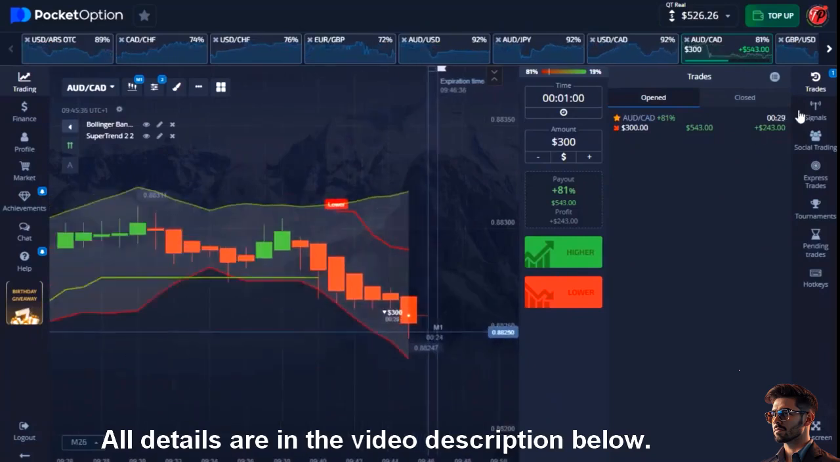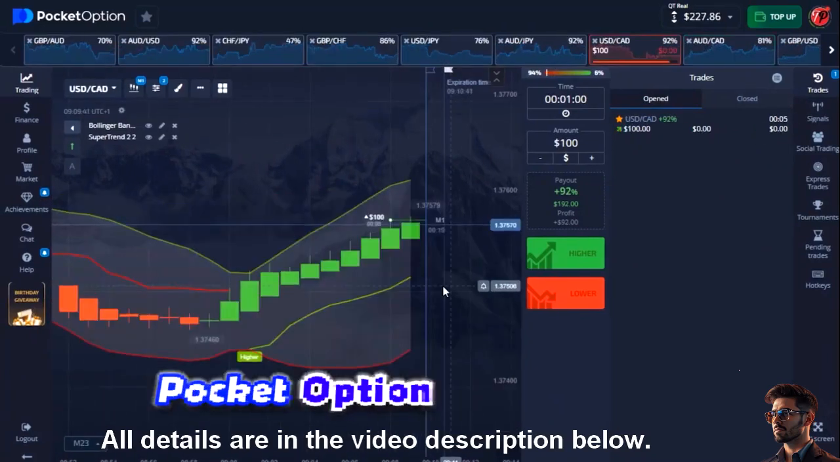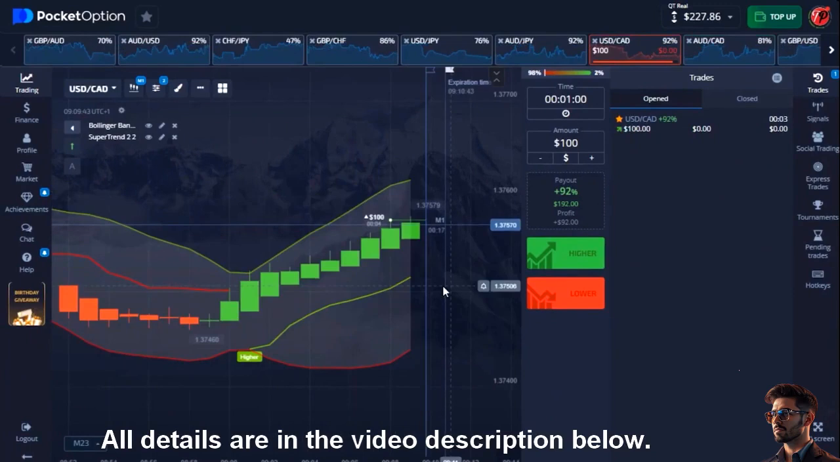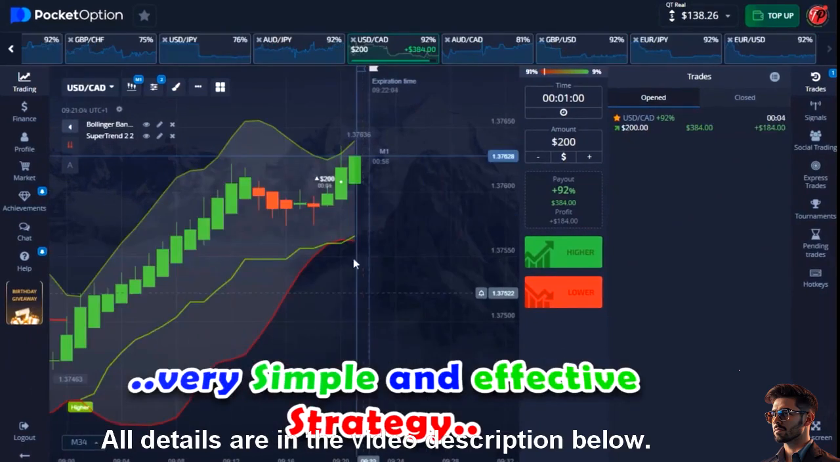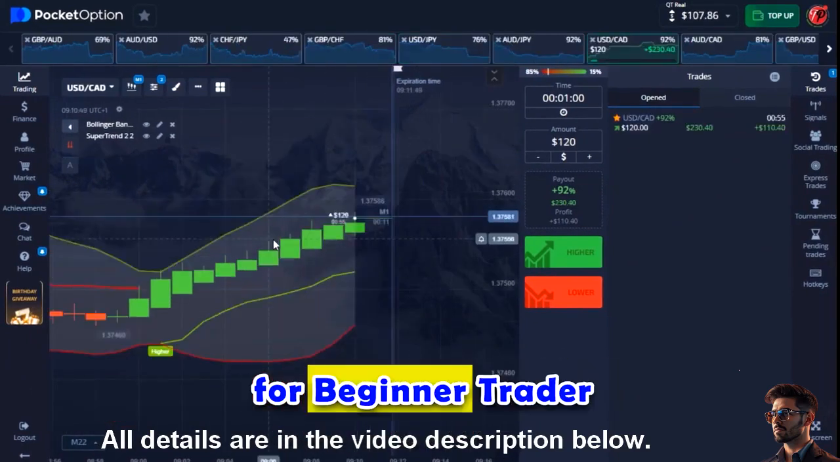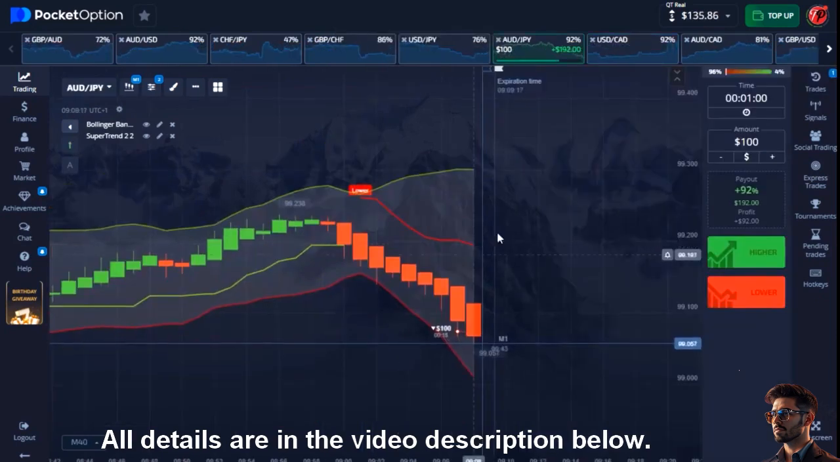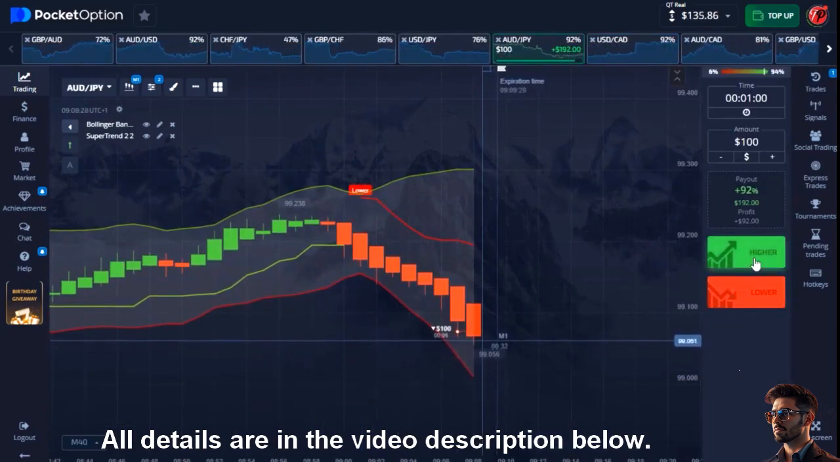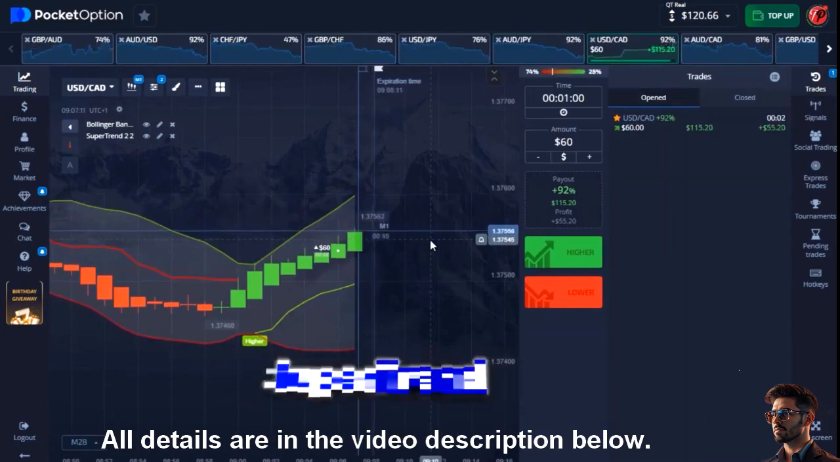This video I'll be trading again with Pocket Option, and over here I have this strategy to show you guys. It's one of the simple, very effective strategies, especially if you're a beginner trader. So over here we're using just two indicators. We're using our Bollinger Band and Super Trend.